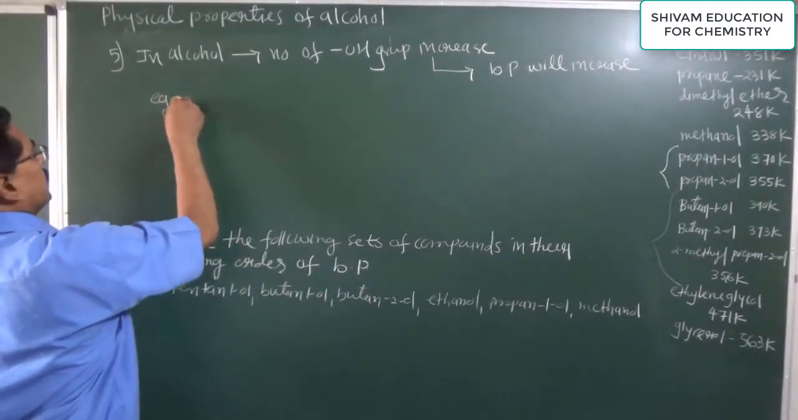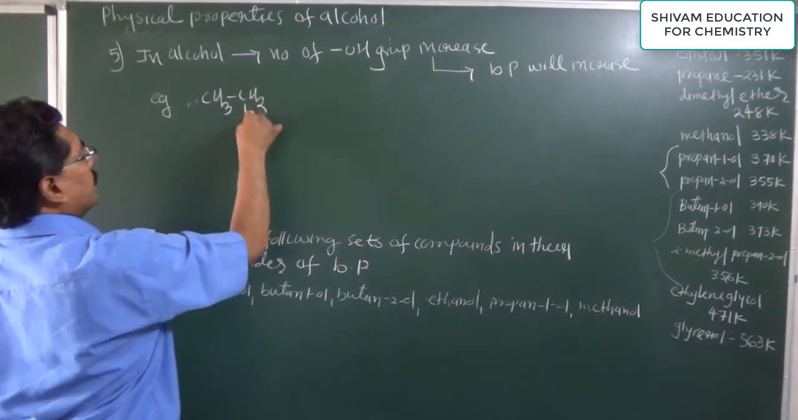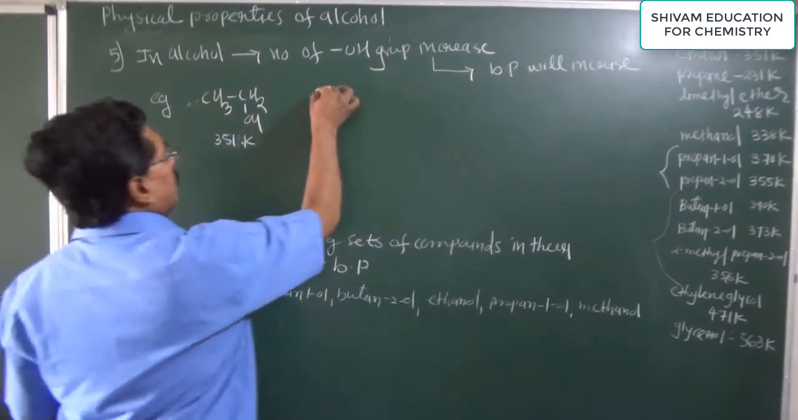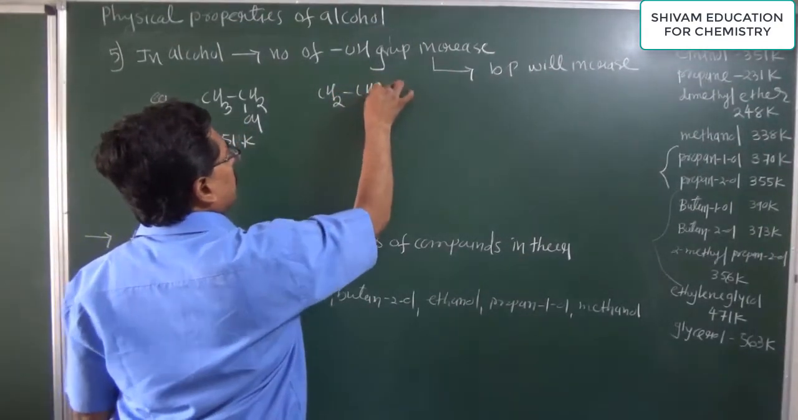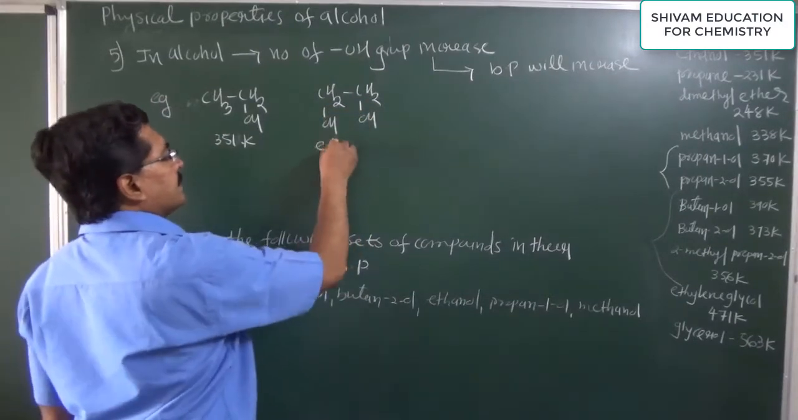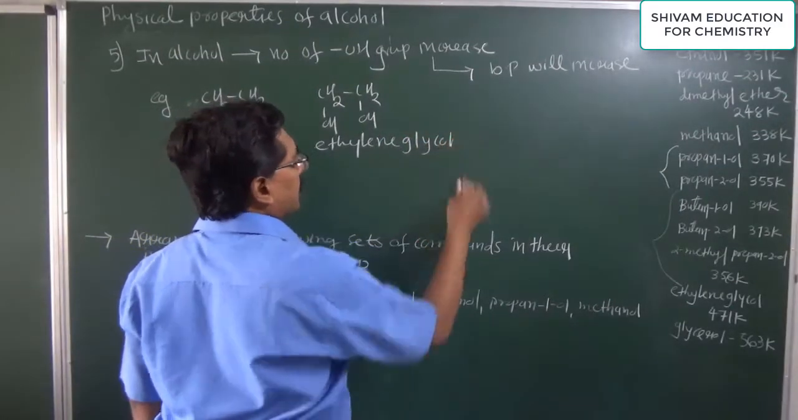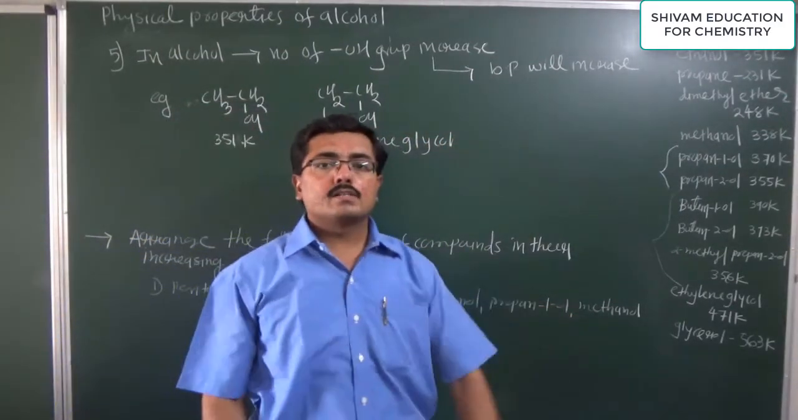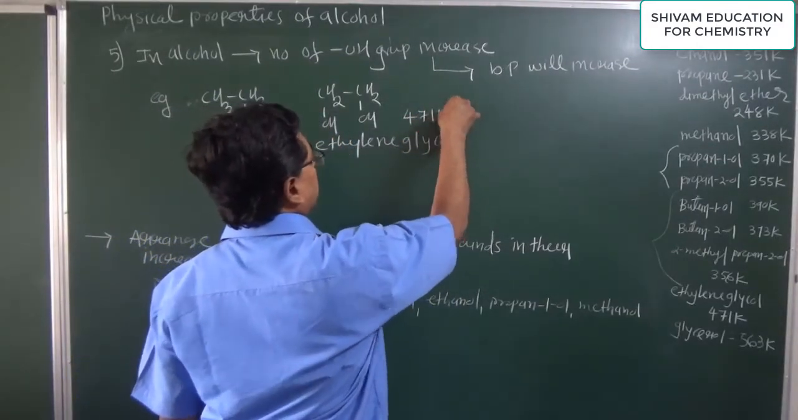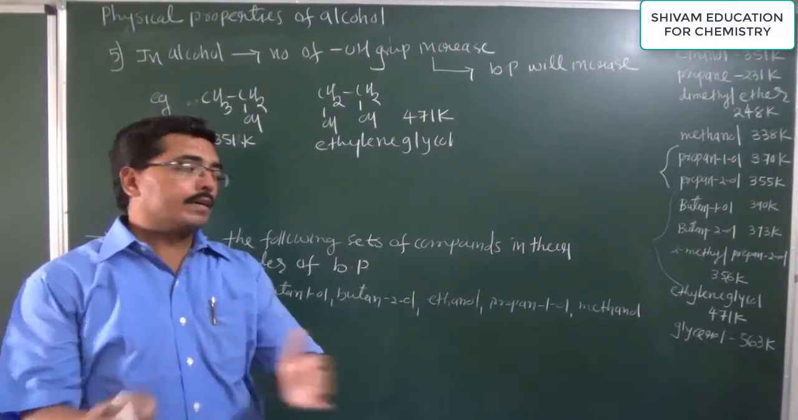First comparison of this, we can take the structure of ethanol, CH3CH2OH, ethanol, having a boiling point 351 Kelvin. Now in the same carbon atoms, number of hydroxyl groups are 2. Then it is known as ethylene glycol. Now in case of ethylene glycol, boiling point is 471 Kelvin, which is too high.